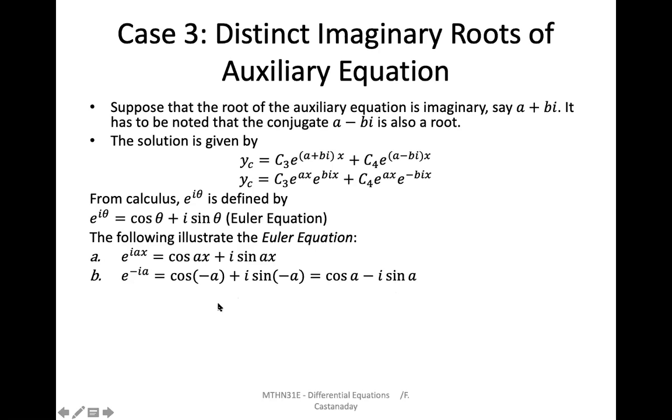Again, cosine of negative A is equal to cosine of the positive, cosine of negative A equal to cosine of A. Now, sine of negative A is equal to negative sine of positive A.